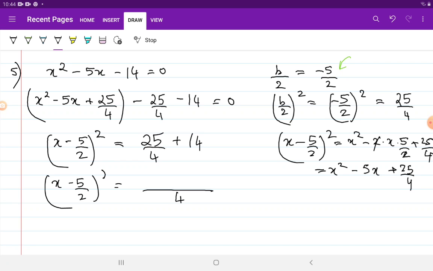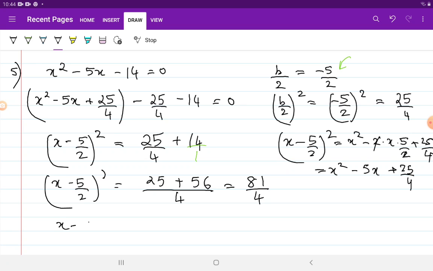cross multiplication. Remember, if you are doing cross multiplication, you can think of this as 14 by 1. So your LCM, or in the denominator you will get 4. In the numerator you will have 25 plus 56, which is equal to 81 by 4.